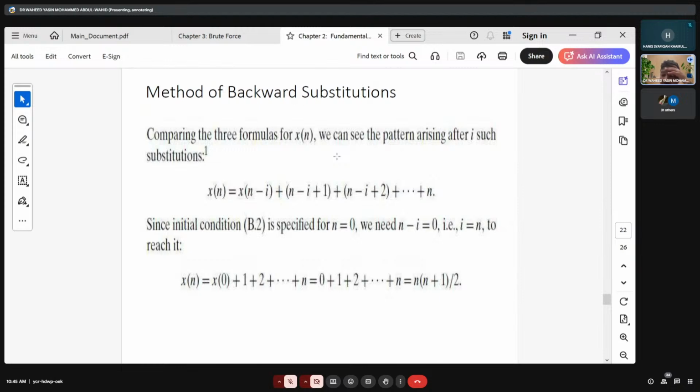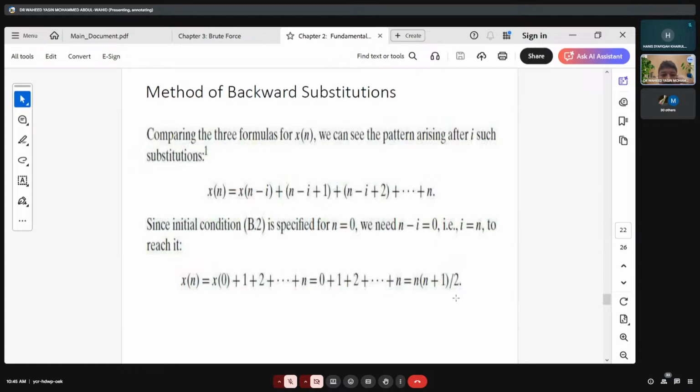Comparing the three formulas, we can see the pattern arising after substitution. xn equals xn minus i plus n minus i plus 1, n minus i plus 2, up to n. Since the initial condition B2 is specified for n equals 0, we need n minus i equal to 0 to reach it. So xn equals x0 plus 1 plus 2 up to n, which equals n(n plus 1) divided by 2.